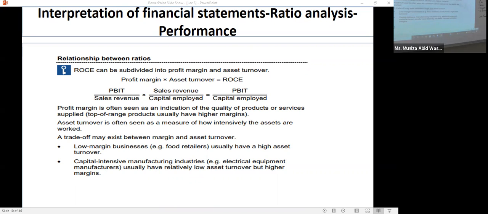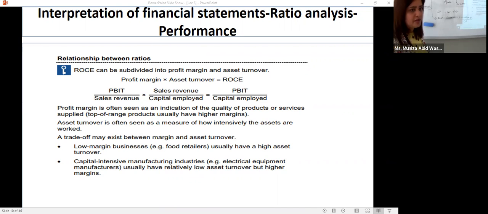They say profit margin is often seen as an indication of the quality of the products or services supplied. Top of range products usually have higher margins. Asset turnover is usually seen as the measure of how intensively the assets are worked. So profit margin is going to indicate the performance of the company, how well the company is generating sales revenue, and what the relationship of the gross profit or the operating profit to the sales revenue is. Is the company earning its profit at the same pace as it is earning the revenue?